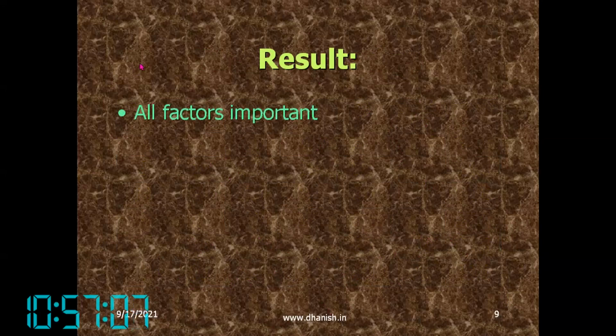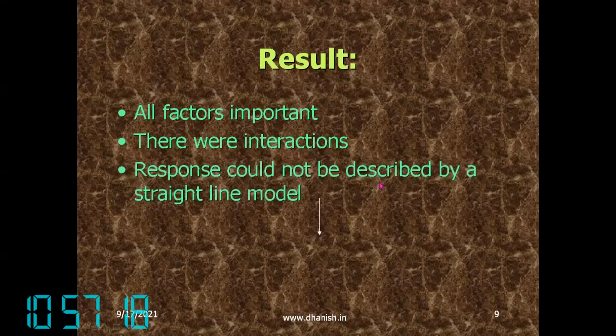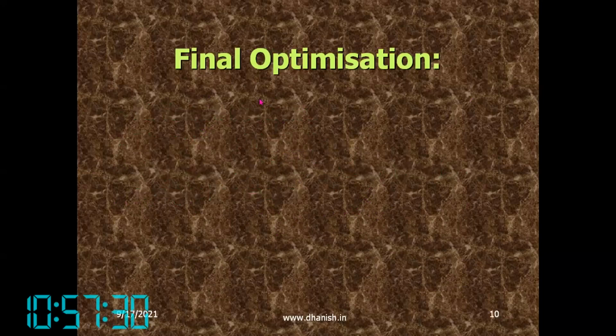So after the second set of runs, we confirm that all factors are important. There were interactions. So interactions are significant. The response could not be described by a straight line model. So the curvature is significant. So the response cannot be described by a straight line model. So these are the results of the second experiment.